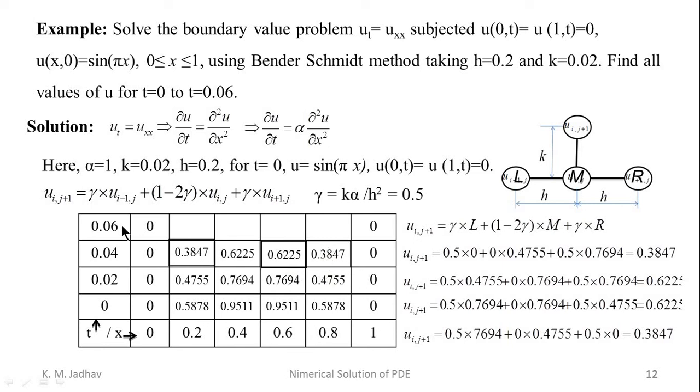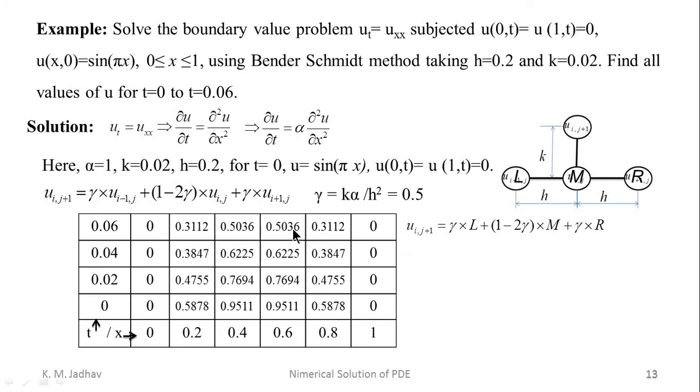In a similar way, to calculate values of u when t is equal to 0.06, we have to use the previous values, and by using these formulas in a similar way, we will get the u values. Here I have directly written these values. In this way, we can solve a one-dimensional heat conduction problem if boundary values are given. To calculate initial values, one equation in the form of x is given to us, and from that equation, with respect to time, we can calculate the values. So this is the final solution.